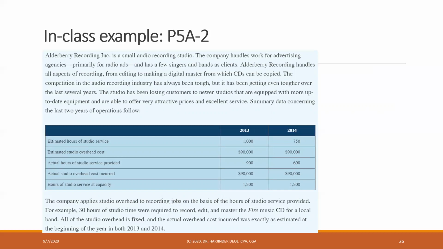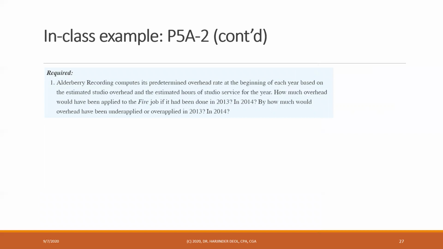That's a fair bit of data. First requirement. Elderberry Recording computes its predetermined overhead rate at the beginning of each year based on the estimated studio overhead and the estimated hours of studio service for the year. How much overhead would have been applied to the Fire job if it had been done in 2013 and 2014? By how much would overhead have been under-applied or over-applied in 2013 and 2014?